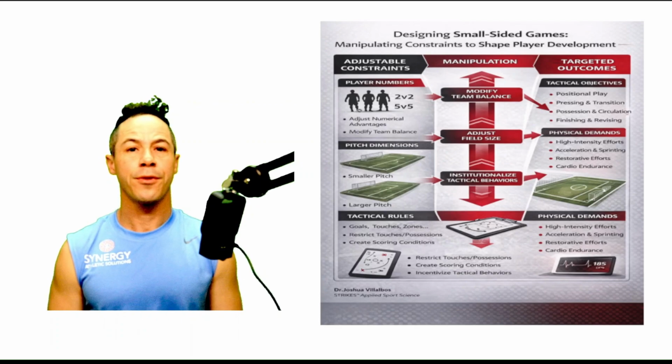3. Task rules. Coaches can modify rules to target specific behaviors, such as touch limitations, scoring conditions, positional restrictions, and transition rules. By manipulating these constraints, coaches can shape tactical behavior, technical execution, and physical intensity.